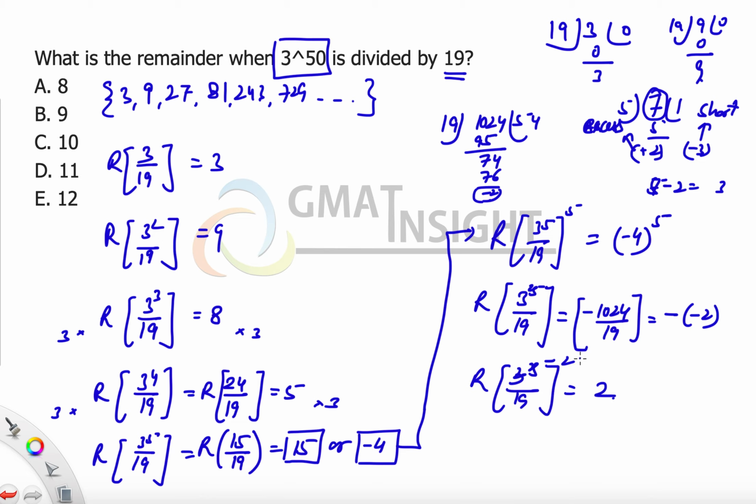Now we have to just square it one more time so that we get the answer, and 3 to the power 50 when divided by 19 leaves us remainder 4, and that's what becomes our answer. That's how we get the remainder. I hope that helps. Thank you so much for watching this video.